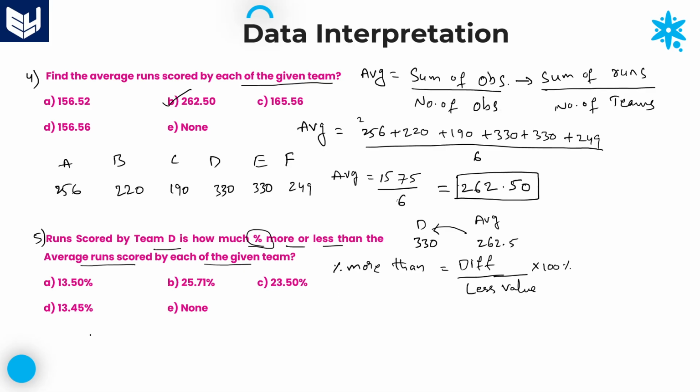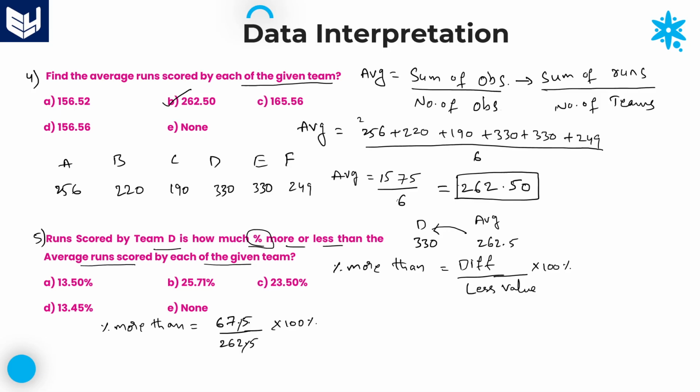And next, the required percentage more than is equal to the difference between those two, 330 minus 262.5. So let us take this as 263. If it is 263, 37 plus 30, 67. 67.5 divided by the less value. What is the less value among those two? 262.5. So into 100 percentage symbol, that is a common point. Now, here one decimal digit, both are cancelled.